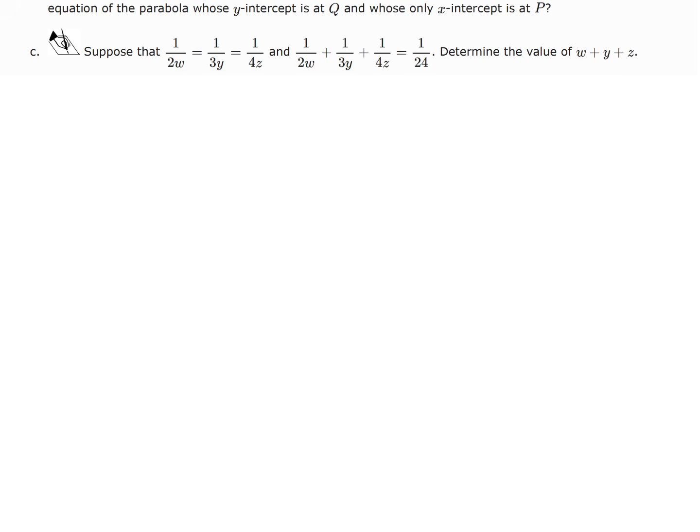Suppose that 1 over 2w is equal to 1 over 3y is equal to 1 over 4z, and 1 over 2w plus 1 over 3y plus 1 over 4z is equal to 1 over 24. Determine the value of w plus y plus z.